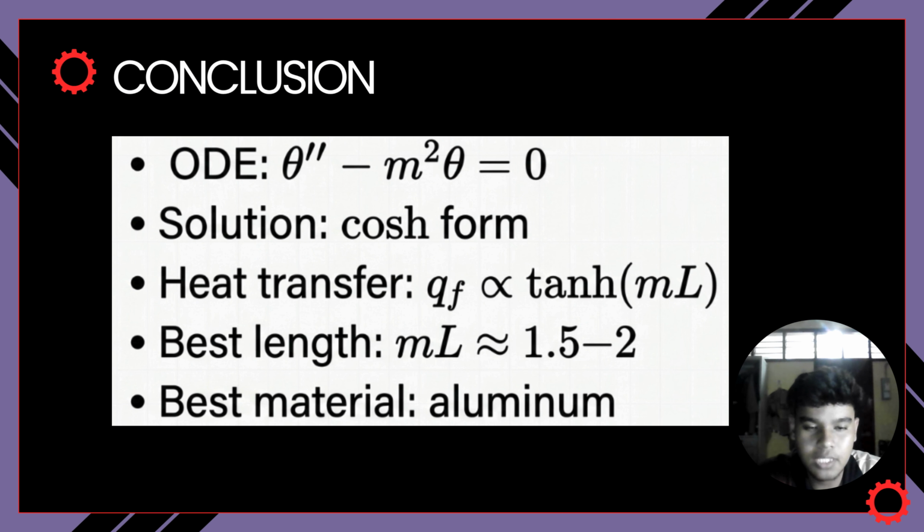For the conclusion from the fin equation, we got the ODE: d squared theta over dx squared minus m squared theta equals 0, and the solution is in cosh form. For the heat transfer, Q_f is proportional to tanh ml, and the best value for ml is approximately around 1.4 to 2. And the best material used for the fin is aluminium.